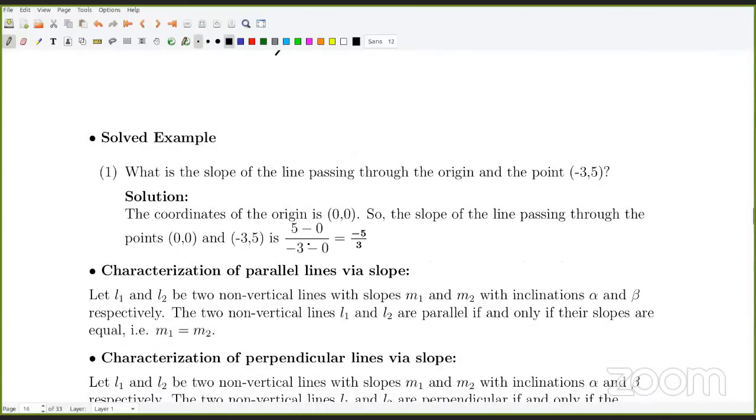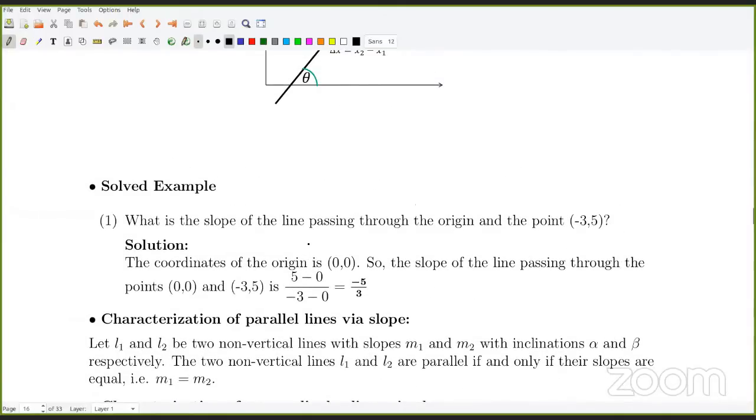Here is one problem. What is the slope of the line passing through the origin and the point minus 3 comma 5? Origin means 0 comma 0, so we have two points now. How do we find the slope? Let's say these are x1, y1 and x2, y2. It's y2 minus y1 divided by x2 minus x1. So 5 minus 0 divided by minus 3 minus 0. That will be minus 5 by 3. This is about the slope.